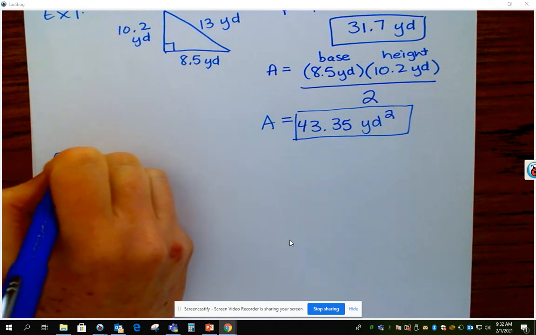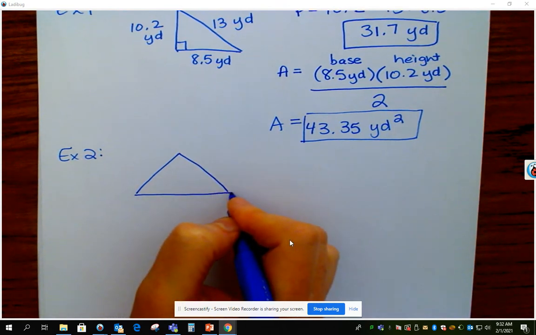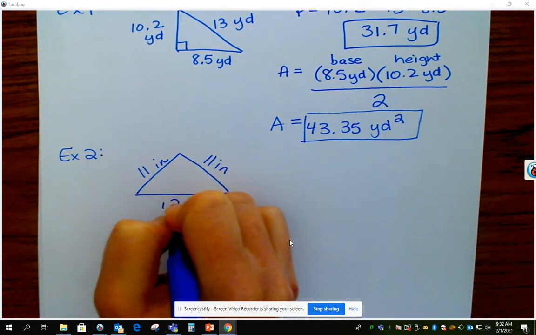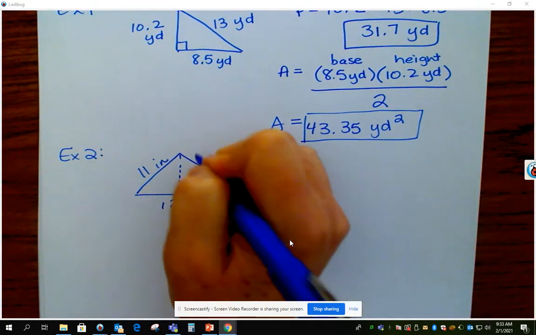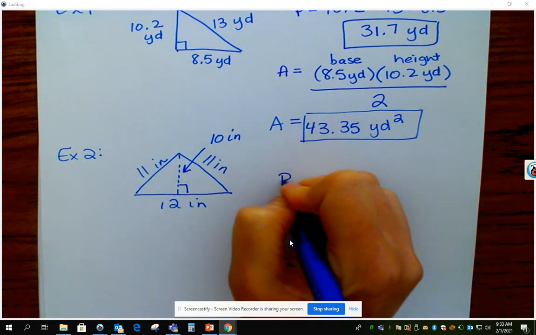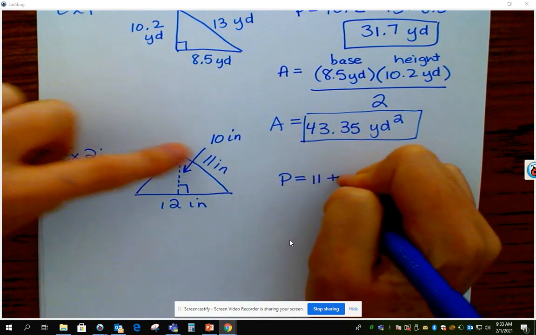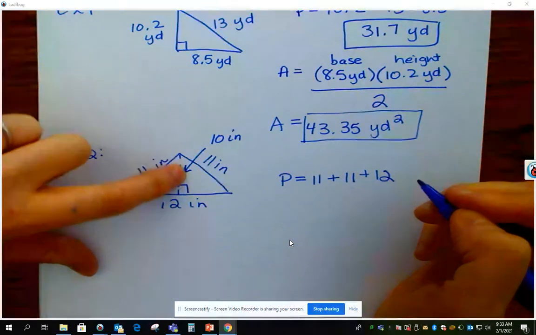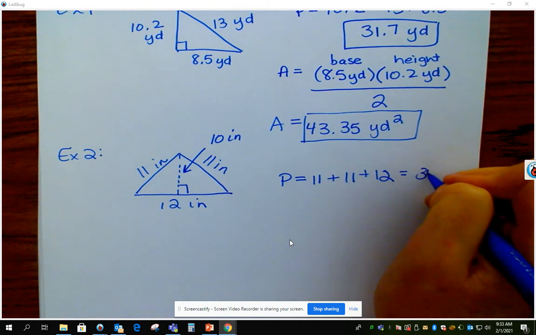All right, let's look at example 2. This triangle has sides of 11 inches, 11 inches, and 12 inches, and we are told that the perpendicular height here is 10 inches. Okay, so to find the perimeter, I'm looking for the outside edges. So I need 11 plus 11 plus 12. I do not need to include this height because it's on the inside. It doesn't do the edges. So 11 plus 11 plus 12 is 34 inches.